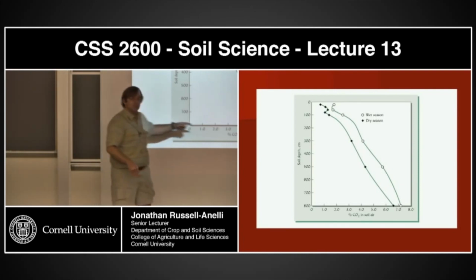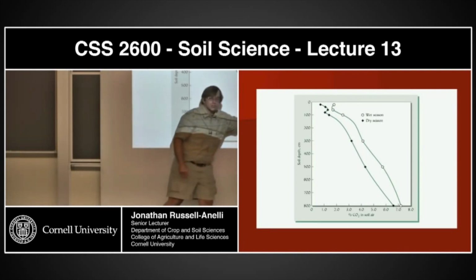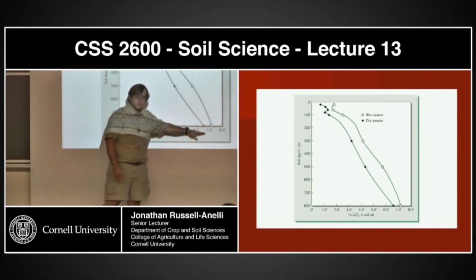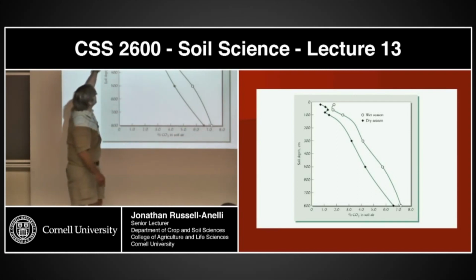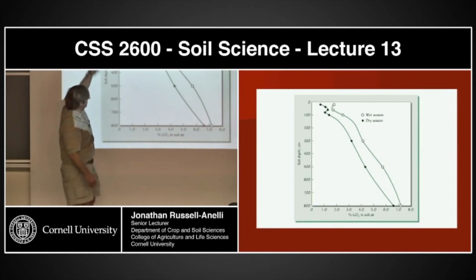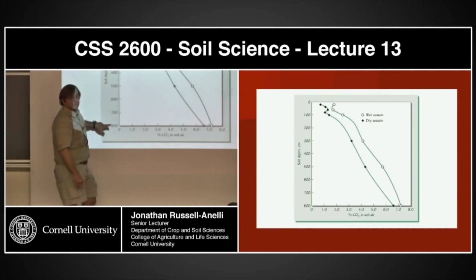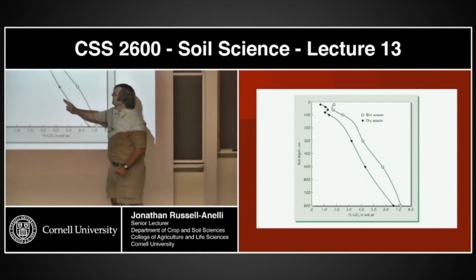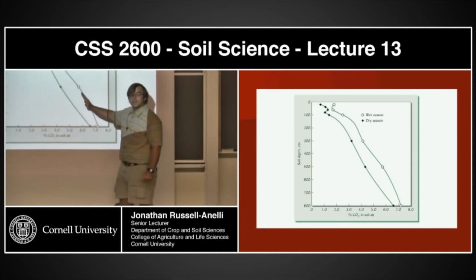Okay, so let's look at CO2. This is CO2 concentration. The assumption is the more CO2 concentration you have, the more respiration you have. And then this is depth, looking at 0 down to 800 centimeters, so 8 meters down. Now let's look at a seasonal issue here. We're looking at a dry season versus a wet season. Dry season.